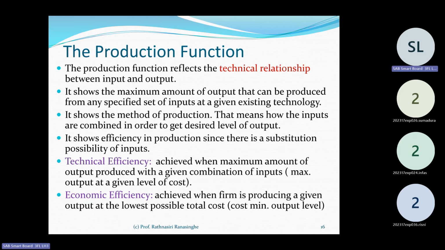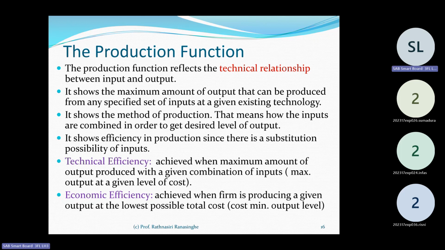Technical efficiency means we are getting the maximum amount of output at a given level of cost. We are trying to maximize the output at a given level of cost.